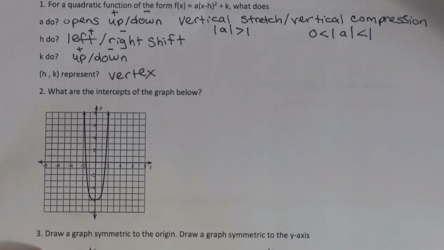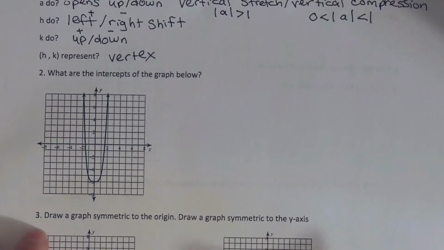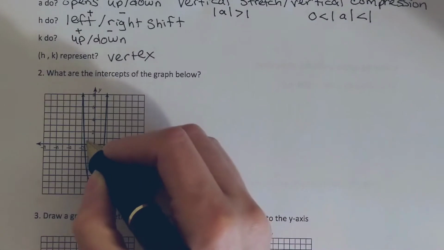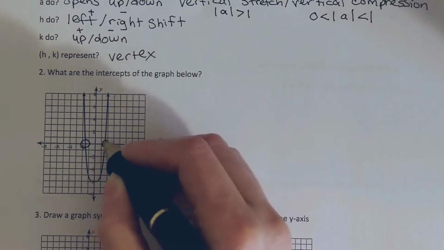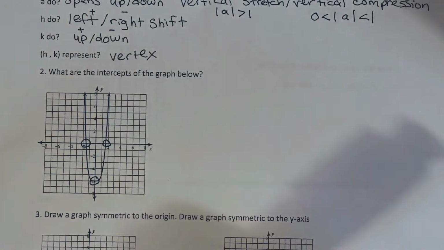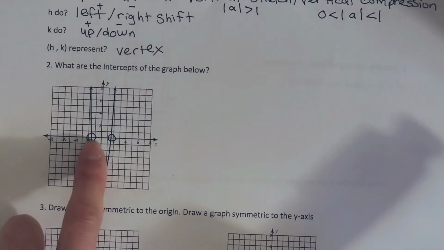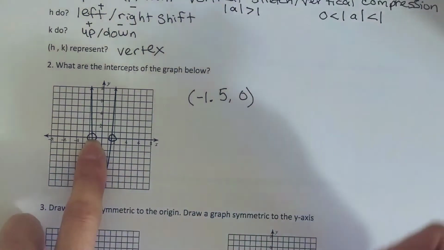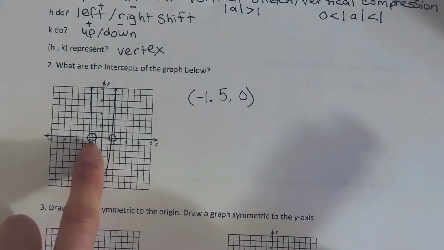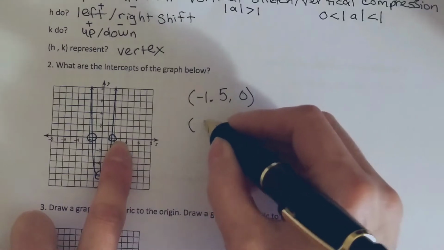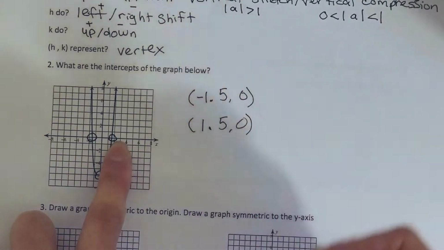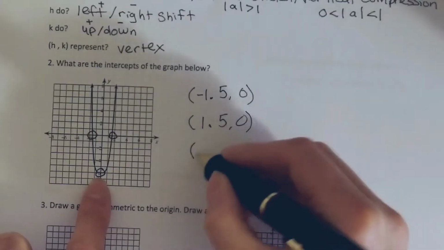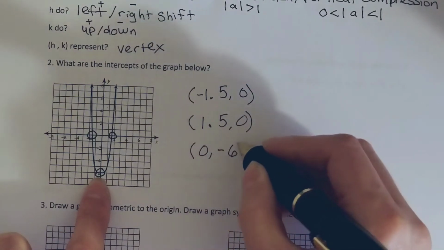Okay, question 2. What are the intercepts of the graph? They want you to list both the x and the y intercepts, even though it does not specify that. So you want to look on your x-axis. You're just estimating these. This one right here would be negative 1.5 comma 0. You would pick any number between negative 1 and negative 2. This one over here would be positive 1.5 comma 0. And your y-intercept would be 0 comma negative 6.